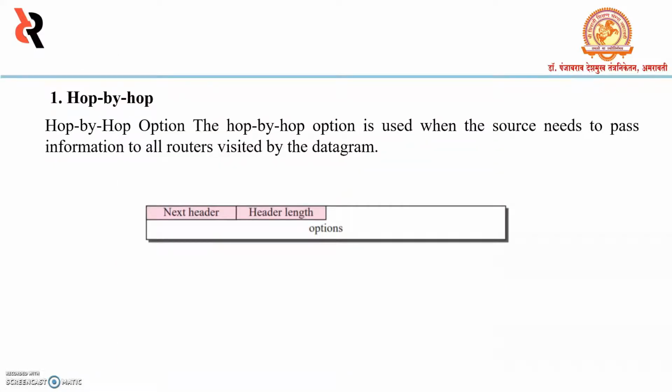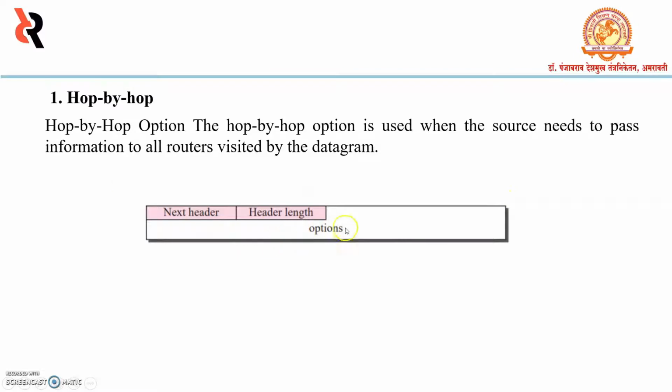Let us see the first one, hop by hop. The hop by hop option is used when the source needs to pass information to all routers visited by the datagram. For example, routers must be informed about certain management, debugging, or control functions. Or if the length of the datagram is more than 65,535 bytes, which is very unusual, routers must have this information.